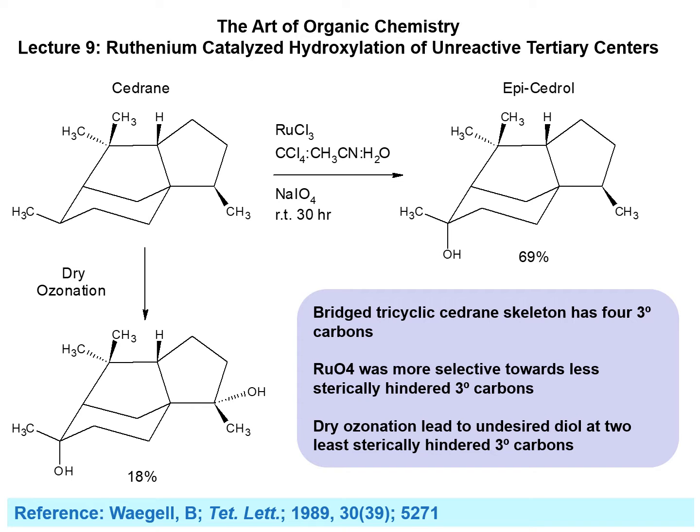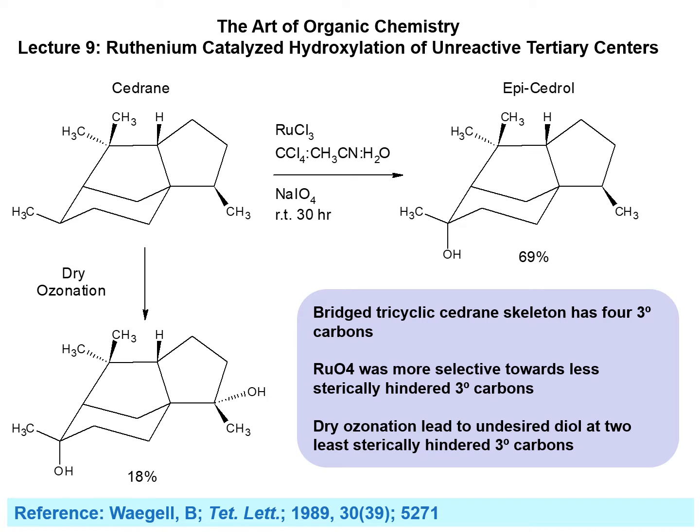Here, we have a bridged tricyclic alkane with a sidrane skeleton. These are of interest in the perfume industry. The bridged tricyclic sidrane skeleton features 4 tertiary CH bonds. The ruthenium-catalyzed oxidation of sidrane occurs stereoselectively under mild conditions at the less hindered tertiary positions.